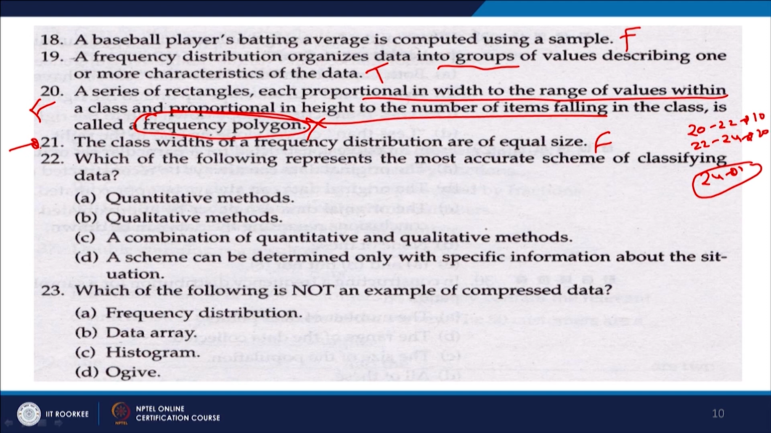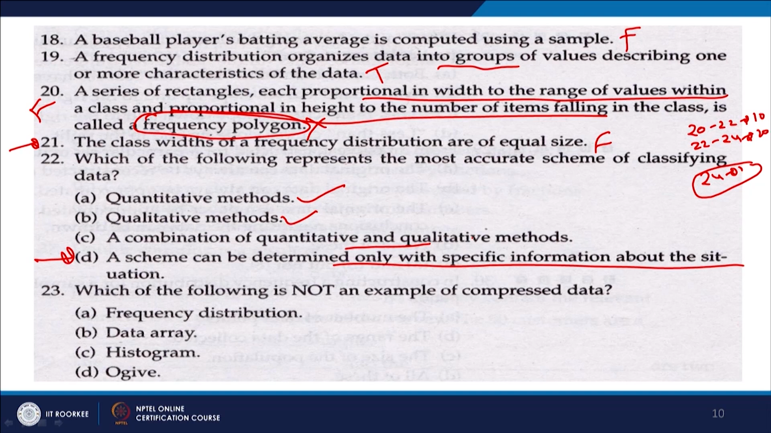Which of the following represents the most accurate scheme of classifying data? It is quantitative methods, qualitative methods, a combination of these two, or a scheme can be determined only with specific information about the situation. So, D part is correct, right, because a scheme can be determined only with specific information about the situation. Otherwise, you will have different types of data, but at the end of the day you can broadly classify that a combination of qualitative and quantitative methods are there, right.